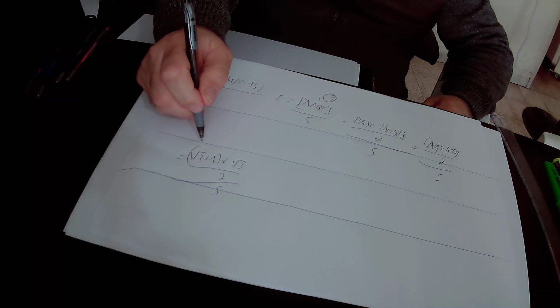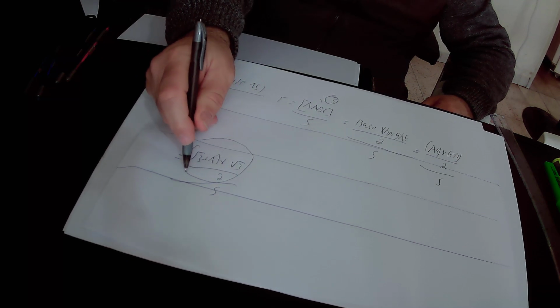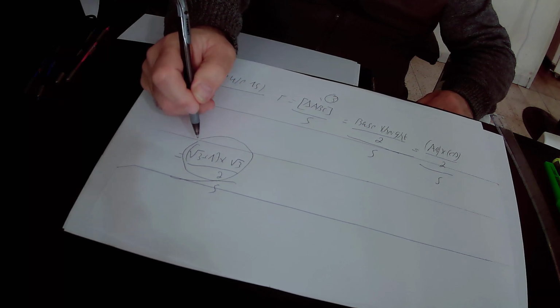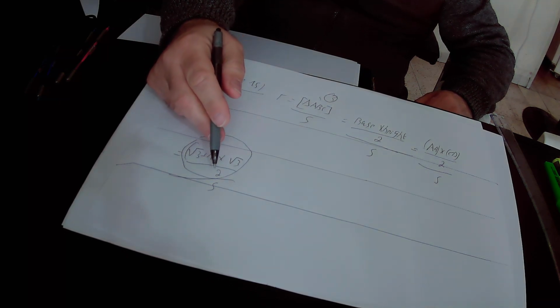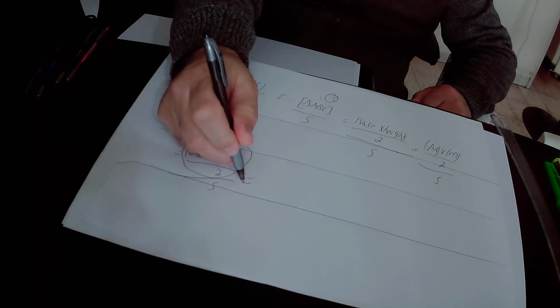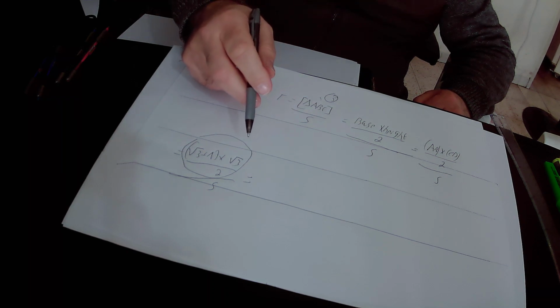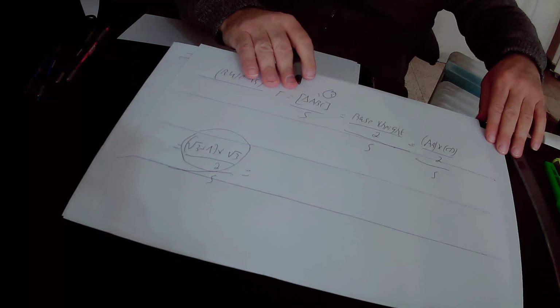So actually, this expression is the area of triangle ABC, and we have to divide it by S, that is the semi-perimeter of the same triangle, triangle ABC. The semi-perimeter S is equal to the perimeter over 2.